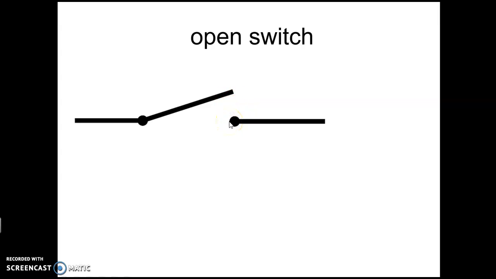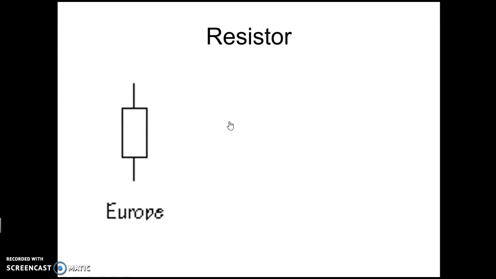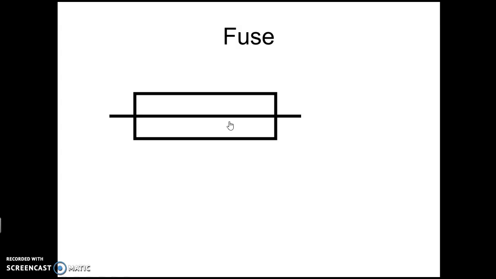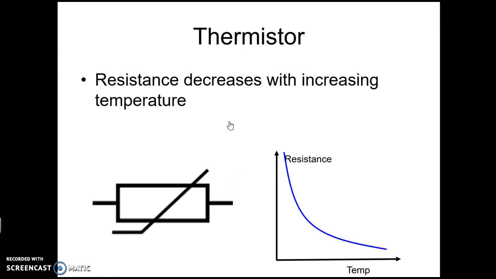If the switch is closed, then electricity can flow. Ammeter, voltmeter, resistor. Variable resistor, that is sometimes called a rheostat, a resistance whose value changes. Okay, a fuse, we'll talk about fuses more later on. Okay, a bell or a buzzer.